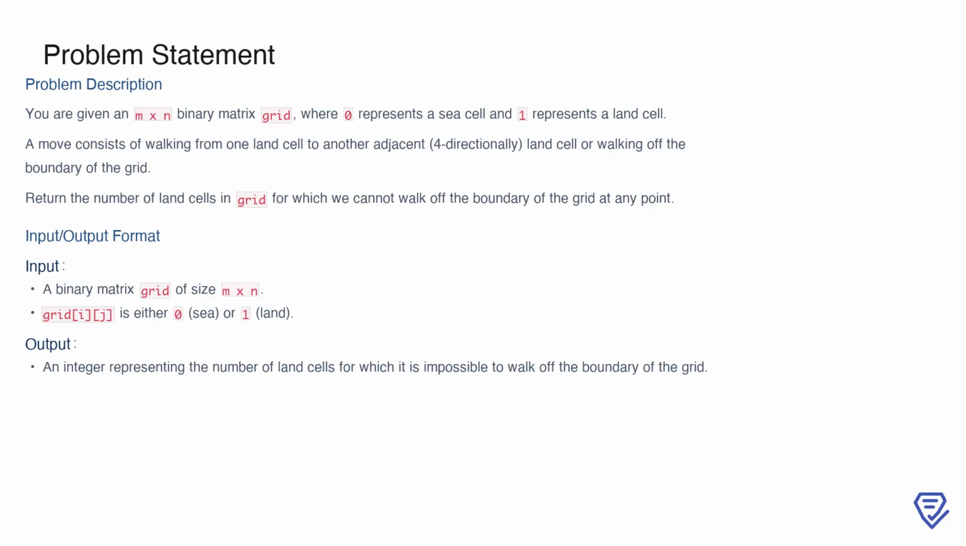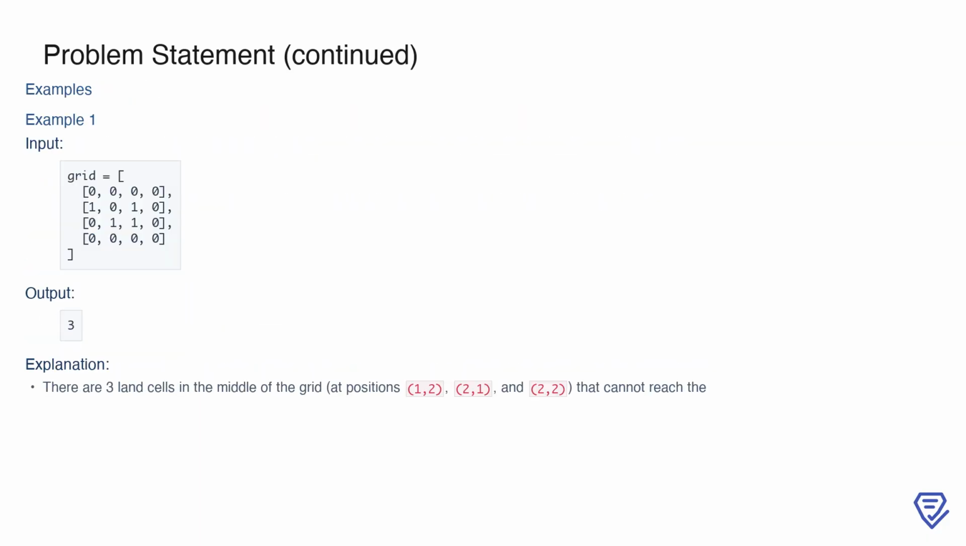Now, let's move on to some examples to better understand the problem and its requirements. In the first example, the input grid is a 4x4 matrix. It includes a mix of land and sea cells. The output is 3 because there are exactly 3 land cells in the middle of the grid that cannot reach the boundary. These are the cells located at positions 1,2; 2,1; and 2,2. Importantly, these cells are completely surrounded by other land cells and are disconnected from the boundary. All other land cells in the grid either lie directly on the boundary or can connect to it through adjacent land cells. This demonstrates the idea of identifying and counting the enclosed land cells.